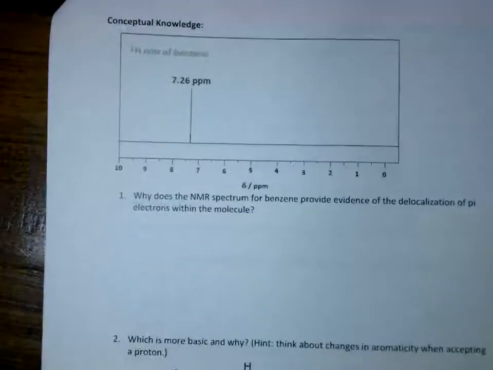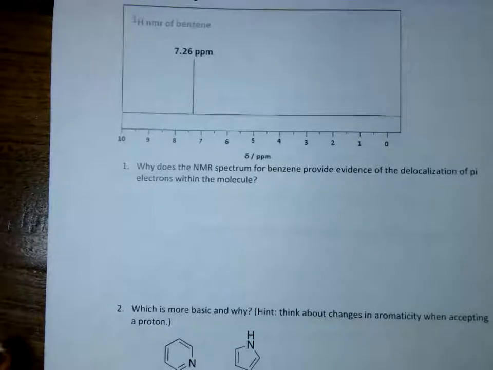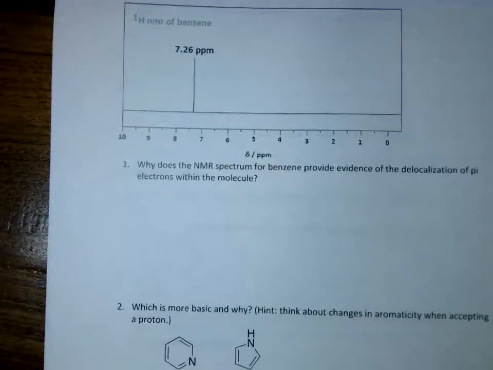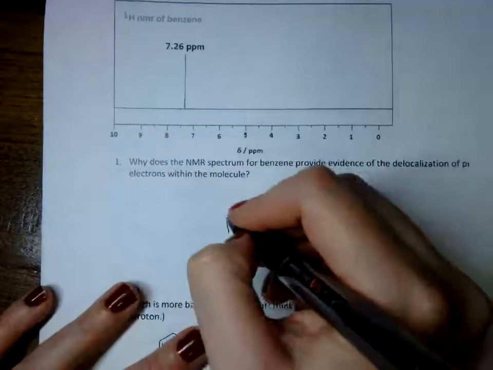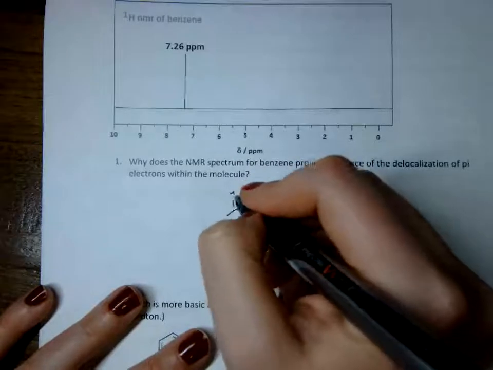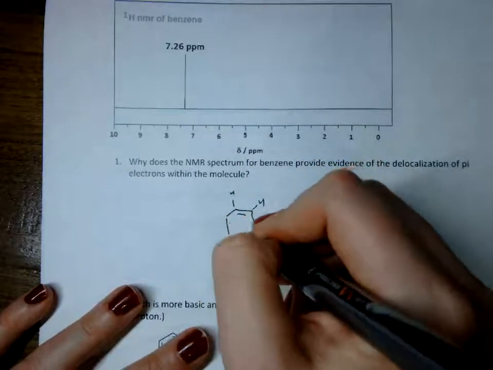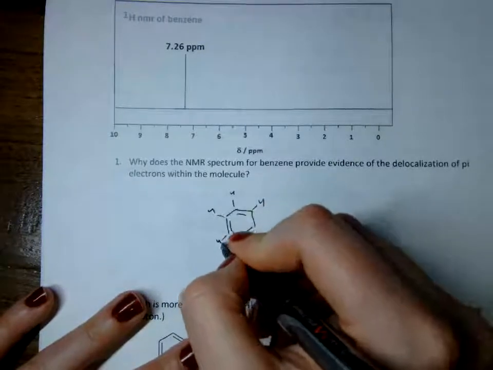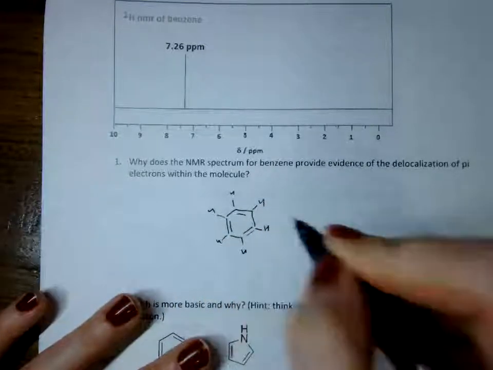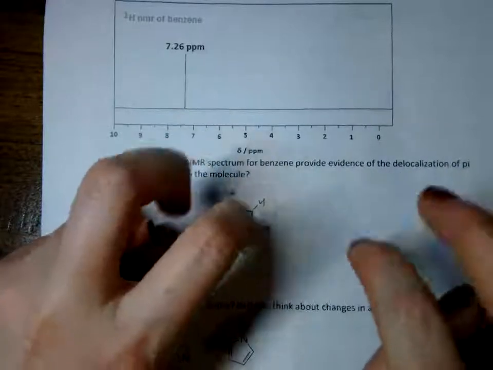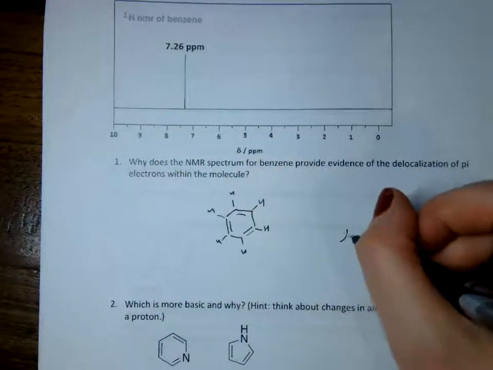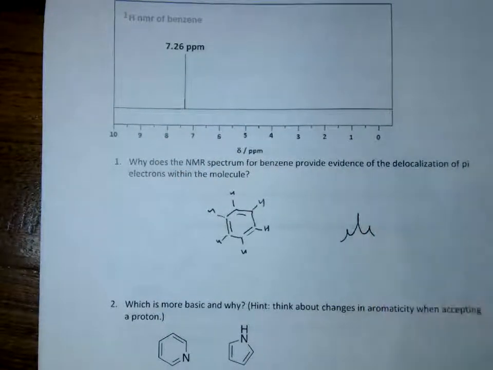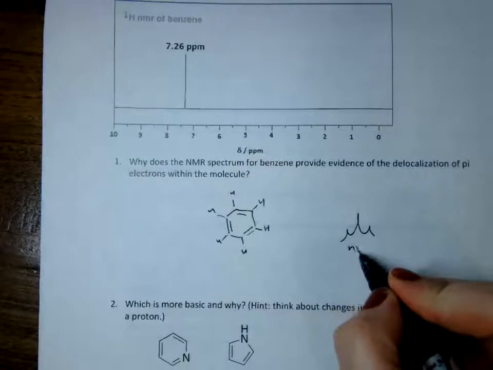Okay, so now the next question is, why does the NMR spectra for benzene provide evidence for the delocalization of pi electrons? Well, really what it provides evidence for is that each one of these is in the exact same environment. So because there's only one peak, and it also says there's no neighbors. So if you remember what we learned about NMR, it can split, right? Like according to n plus 1.